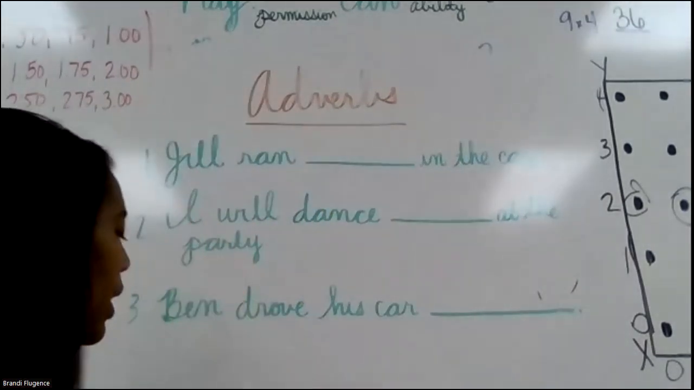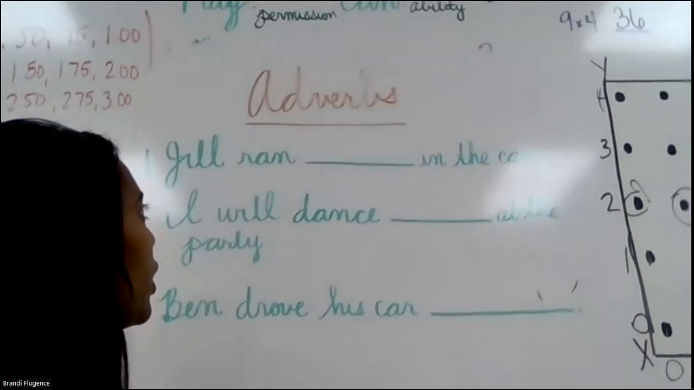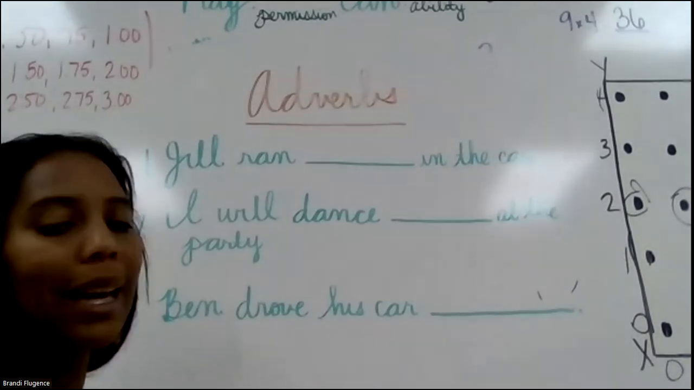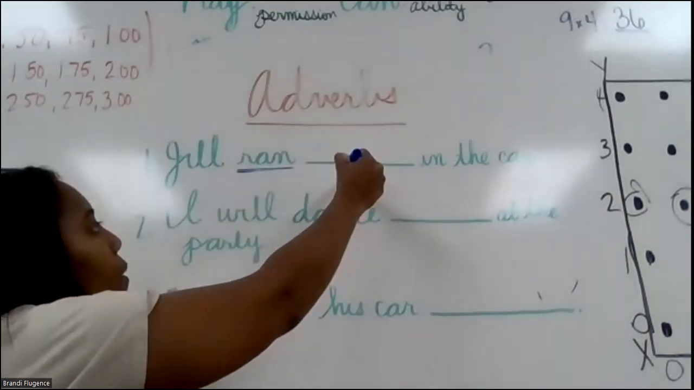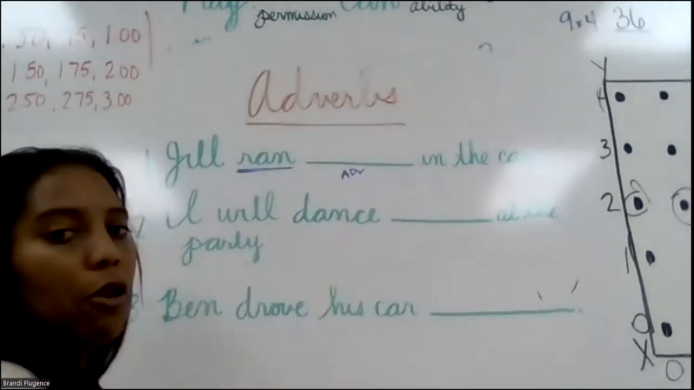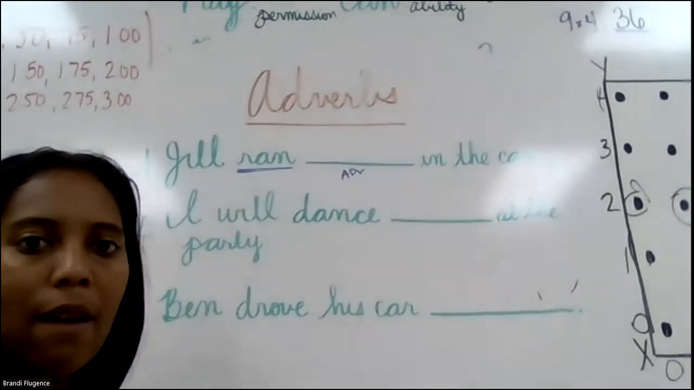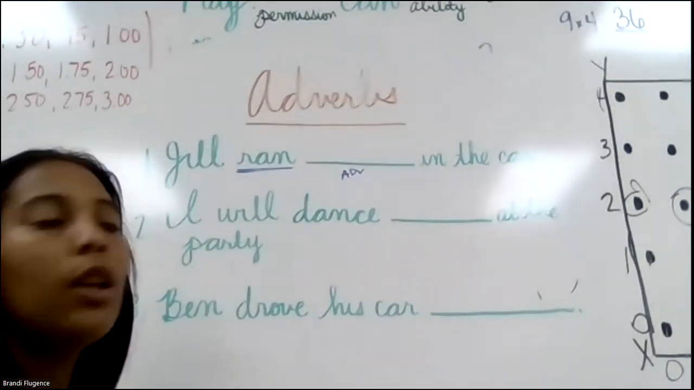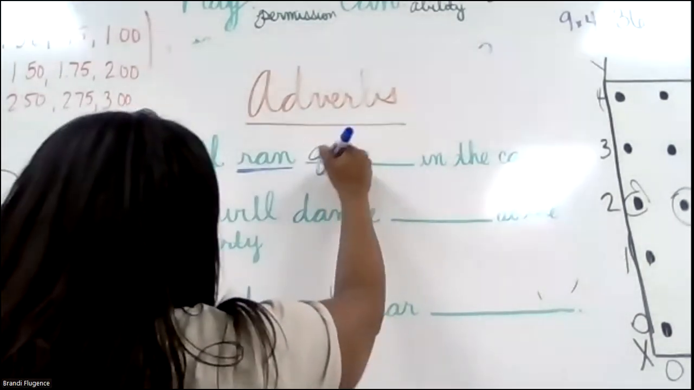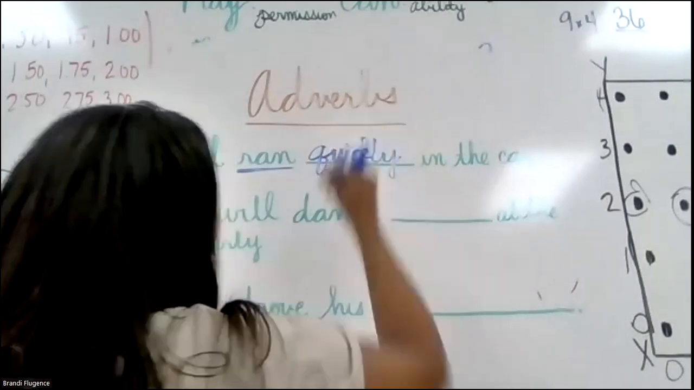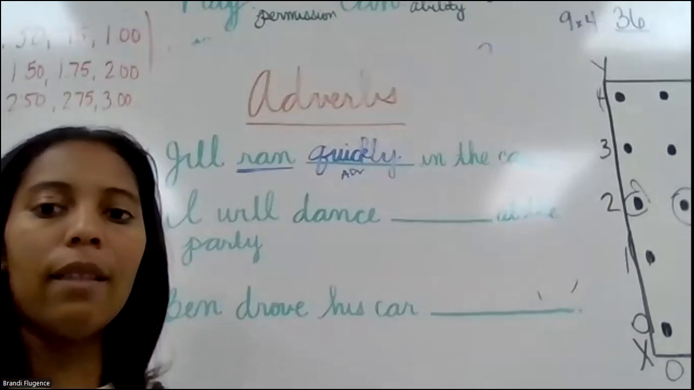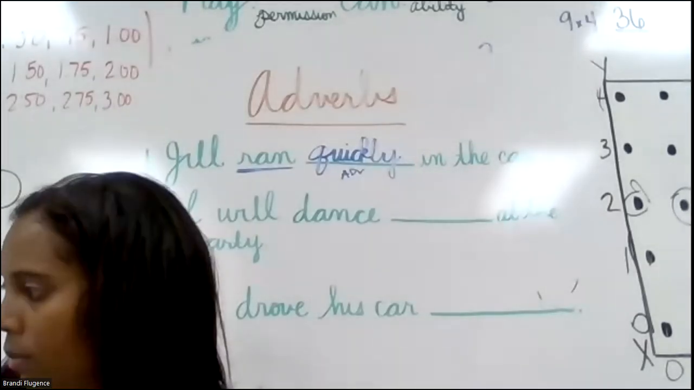So let's go ahead and fill in the sentences with some adverbs. So Jill ran blank in the car. So ran is our verb. What adverb can we use to describe how she ran? Quickly. Jill ran quickly in the car, or to the car.